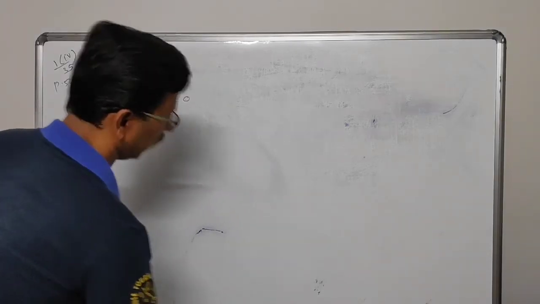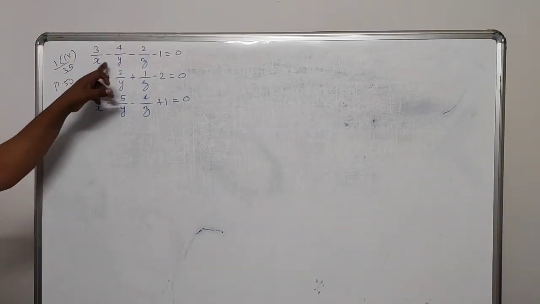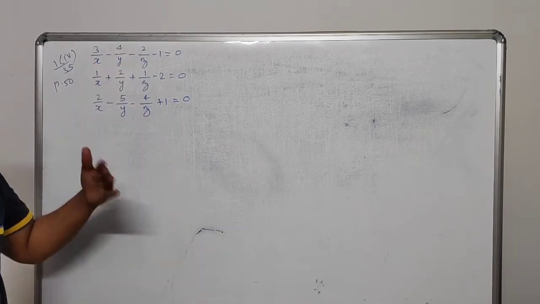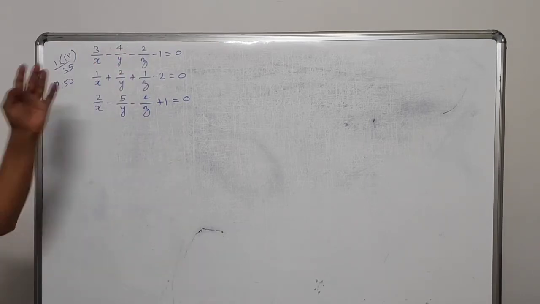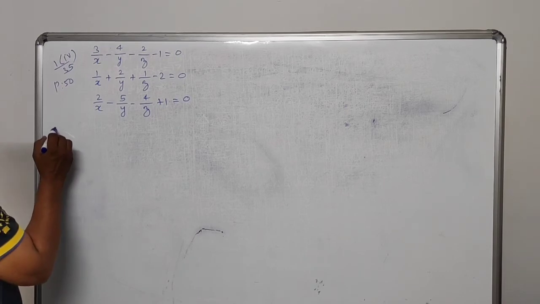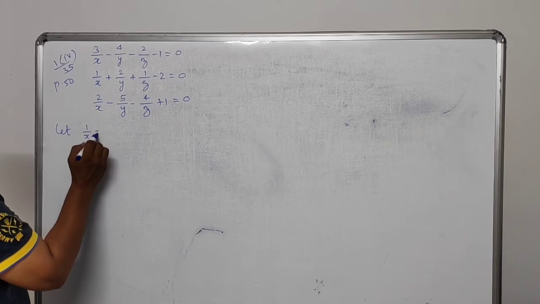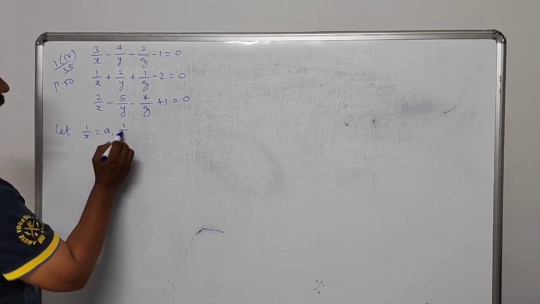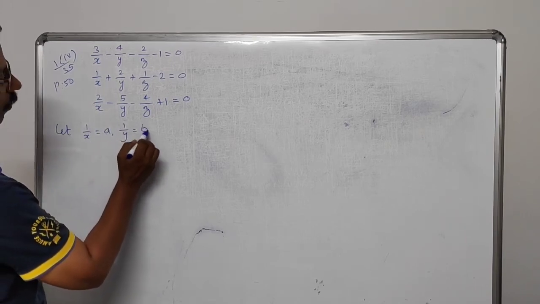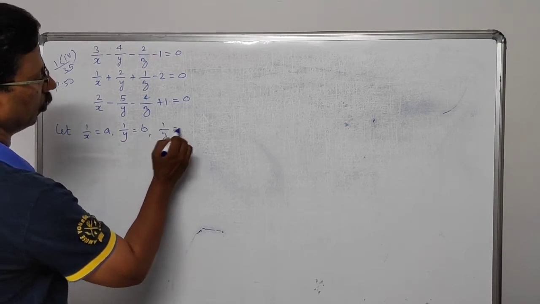Now, here also the variables x, y, z are in the denominator. Hence, we can replace them by assigning some other new variables. For that, we can assume let 1 by x equal to a, then 1 by y is equal to b, then 1 by z is equal to c.